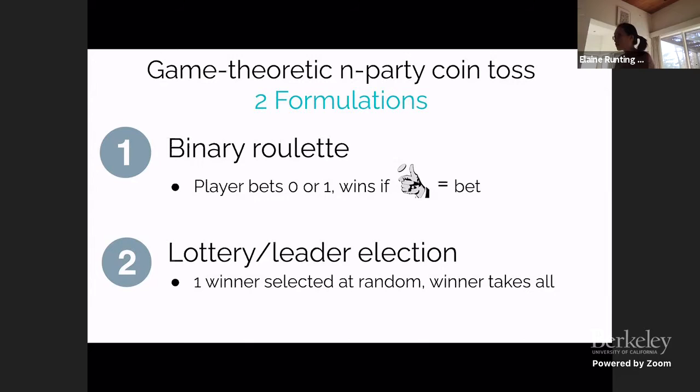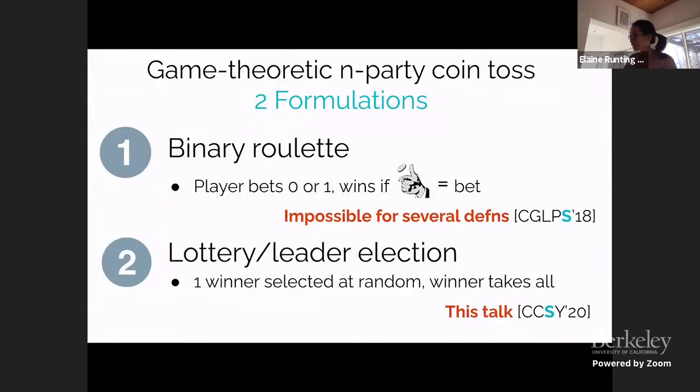Without further ado, to understand n-party game theoretic coin toss, we first have to define the problem. There are two different formulations that are very natural. In this talk, I'm going to focus on the second one, but I want to mention the first one very quickly, because then you can see how different formulations can lead to wildly different results. In the first formulation, you can think of it as a binary roulette. Let's say n players each place a bet on either 0 or 1. Then you toss the coin, and if the coin agrees with your bet, you win. Suppose everyone puts in 1 ether as the bet, and we just divide the pot among the winners. The second formulation is more like a lottery or leader election. We have n players and we are tossing an n-way coin. We want to elect a single winner, and the winner takes the whole pot.